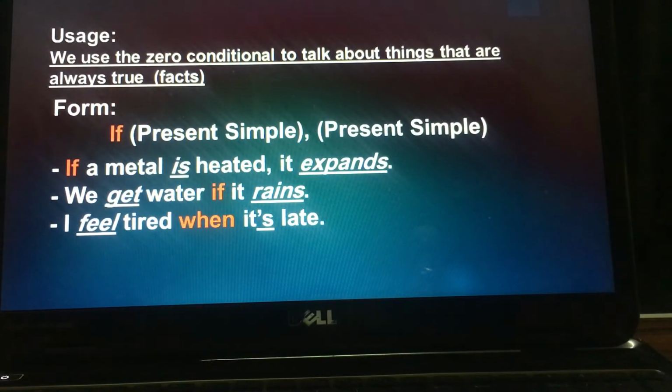So let's recap. The first thing we have to know is that we use the zero conditional to talk about things that are always facts. And the second thing is that we use the present simple in both clauses. In the first part, which is present simple, and the second part, which is present simple too.